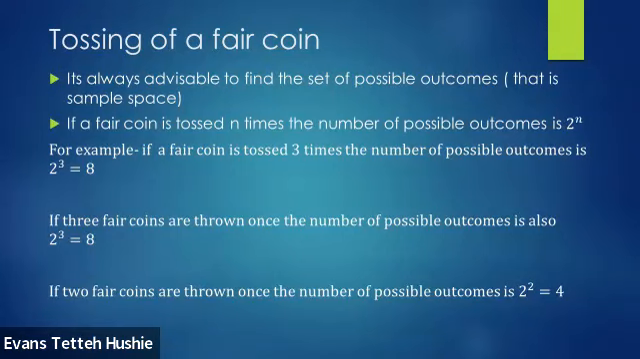Wait, you have 3 coins. Okay, we are going to list them out. I won't give you the answer. We are going to list the possible outcomes of tossing 3 coins once, which is the same as tossing 1 coin 3 times. So we are going to give you the list so that you see for yourselves, and you tell me whether you are right or wrong.